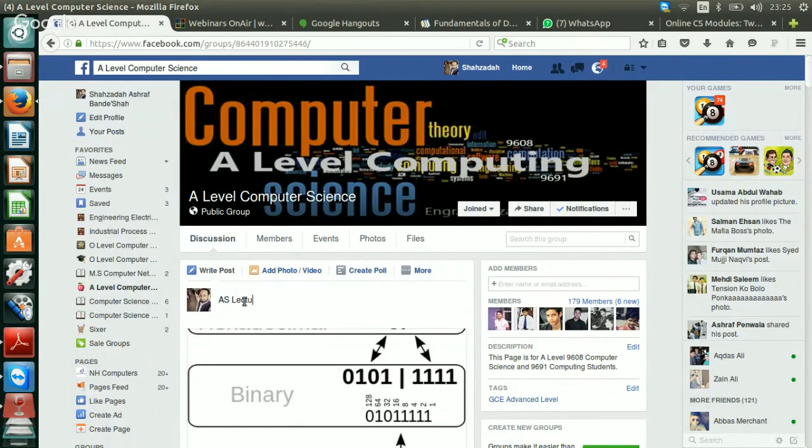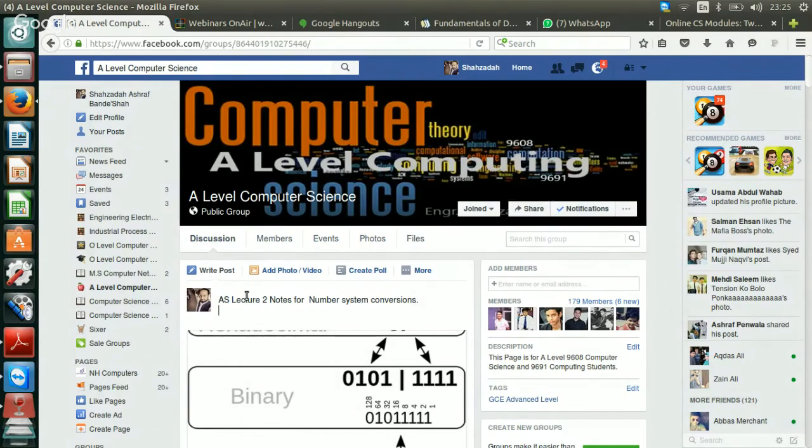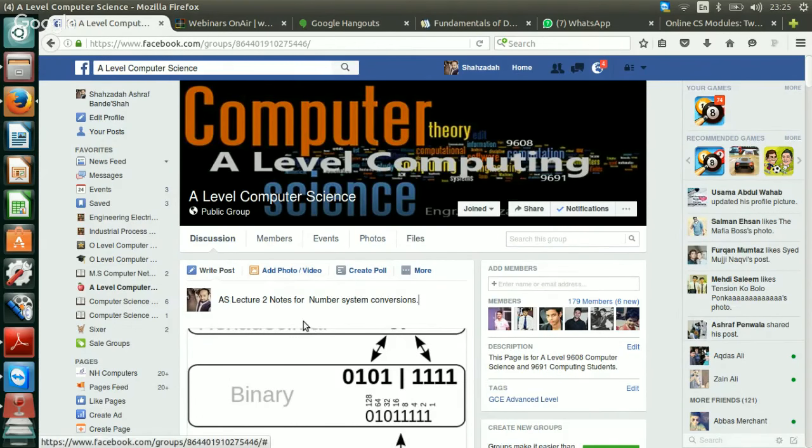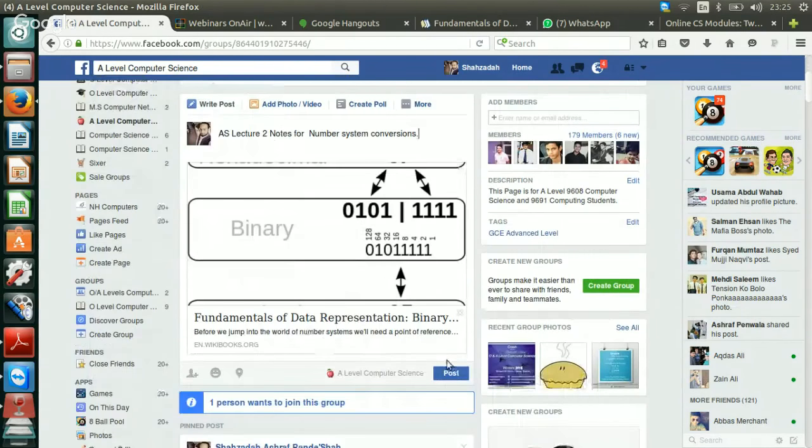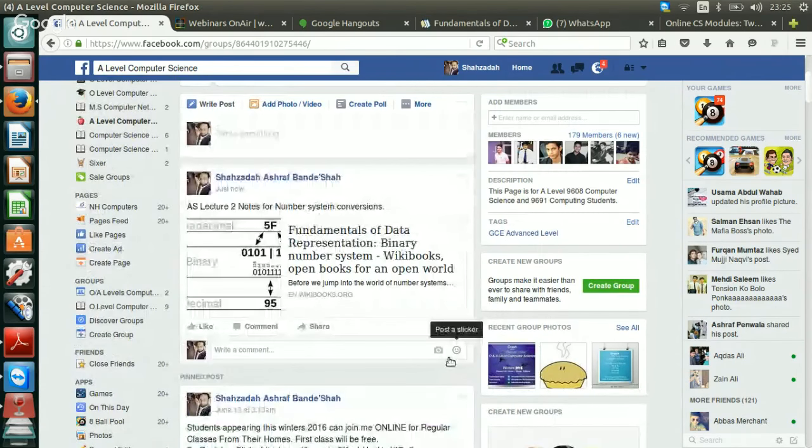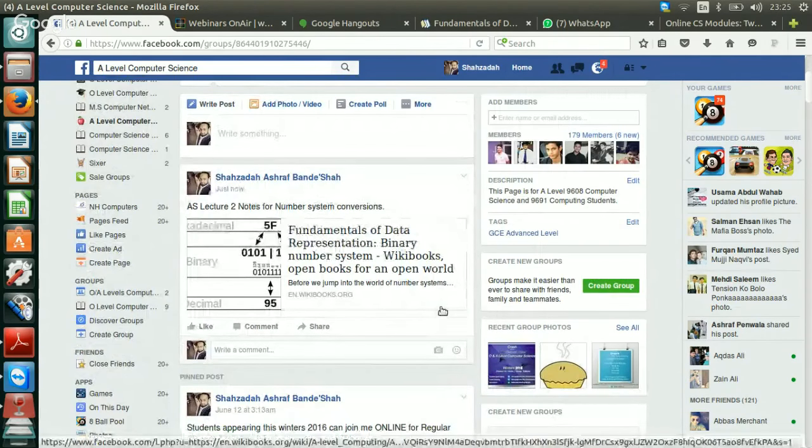Just get it from here and start solving them with me. I will definitely help you out. And once you are done with this, we will be done with the number system conversions.